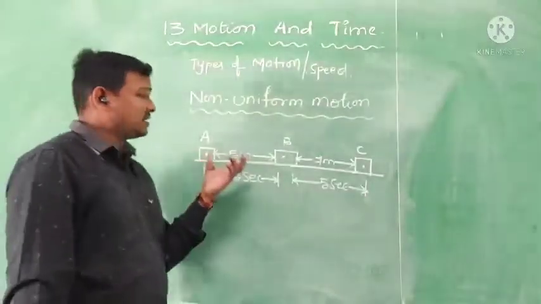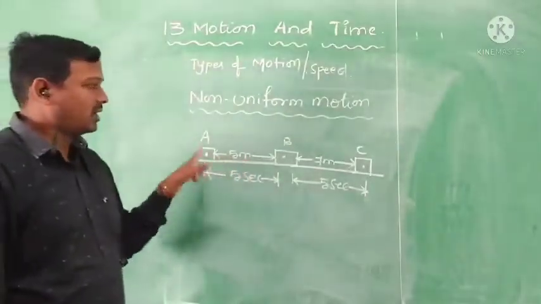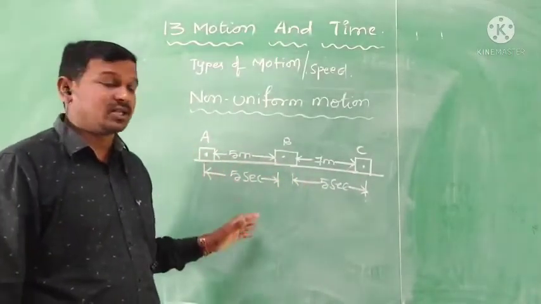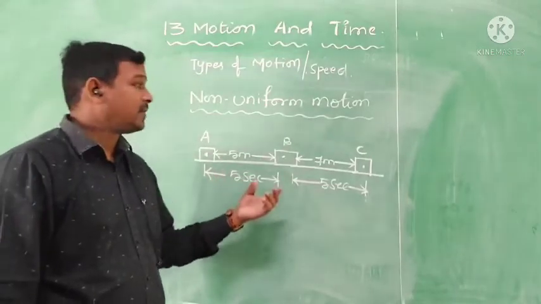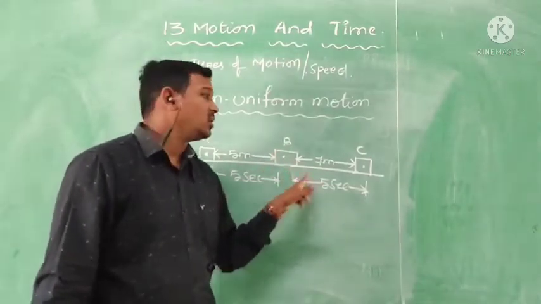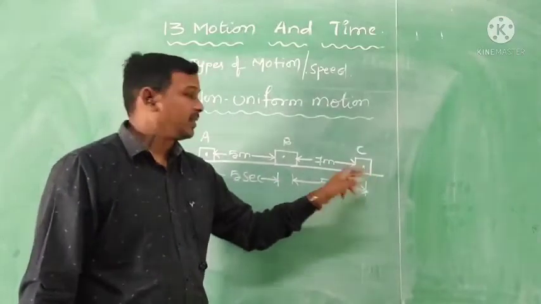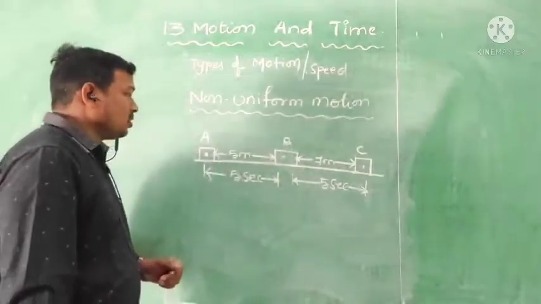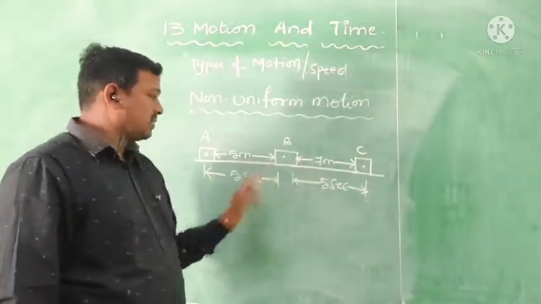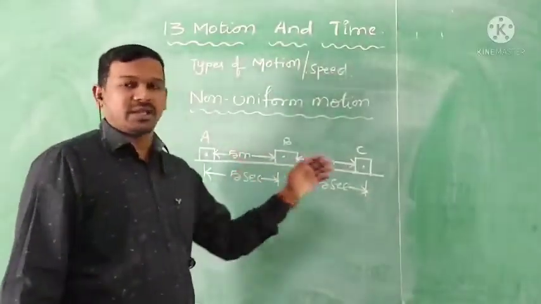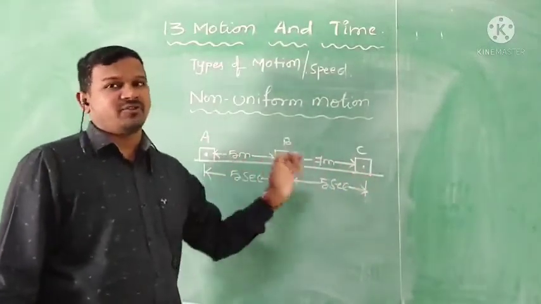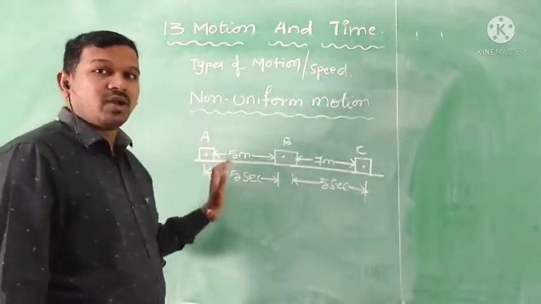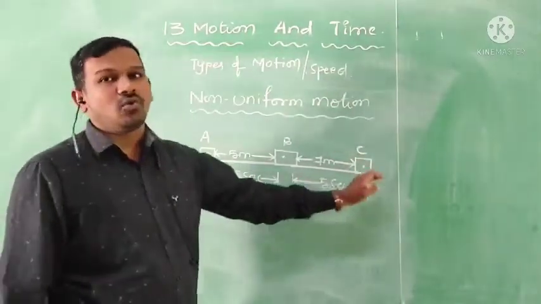Now the person who started from point A reaches point B, he covered a distance of 5 meters. For covering that distance, he took 5 seconds of time. Now from B he started and reached point C. For that he took 5 seconds of time. So is he covering the same distance in the same time? No, he is not covering the same distance in the same time. He is covering different distances in the same time. Now we are going to calculate the speed in situation 1 and the speed in situation 2.